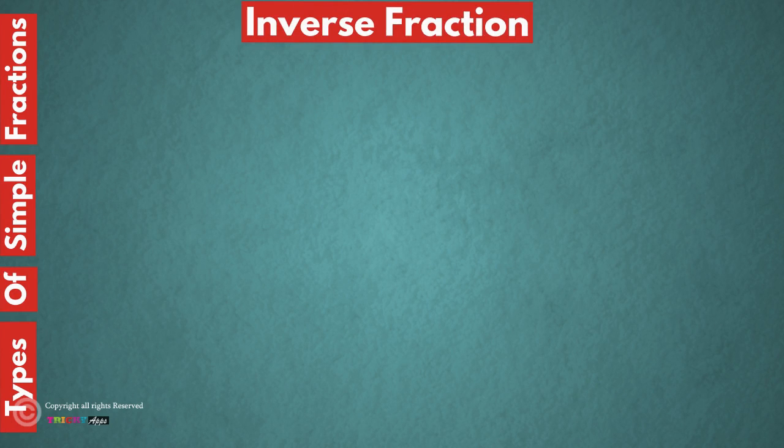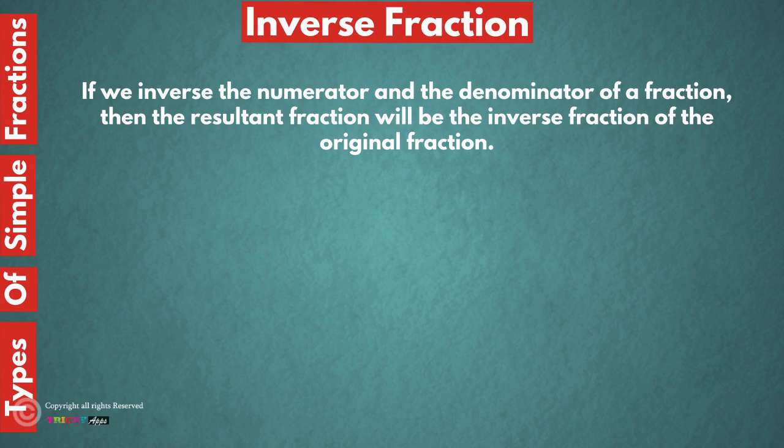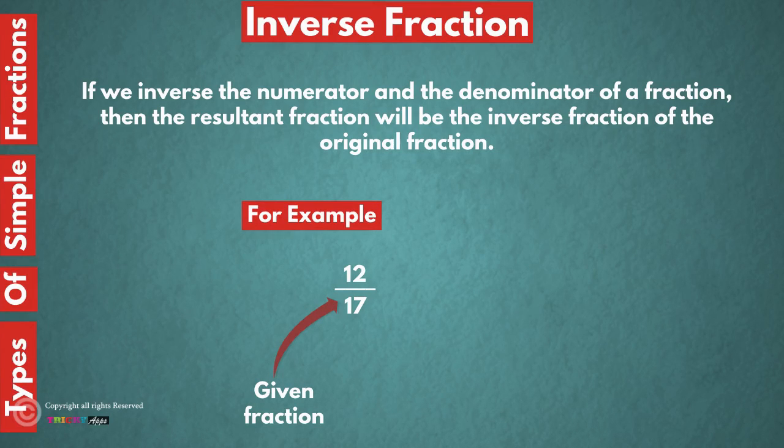Inverse fraction. If we invert the numerator and the denominator of a fraction, then the resultant fraction will be the inverse fraction of the original fraction. For example, the given fraction is 12 by 17. The inverse fraction of the given fraction is 17 by 12.